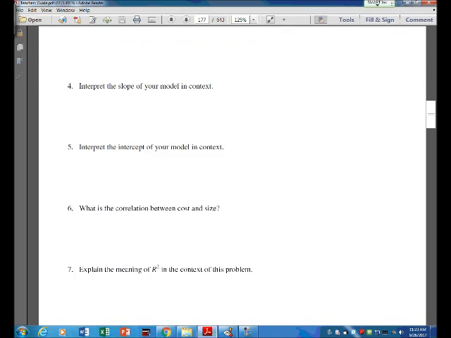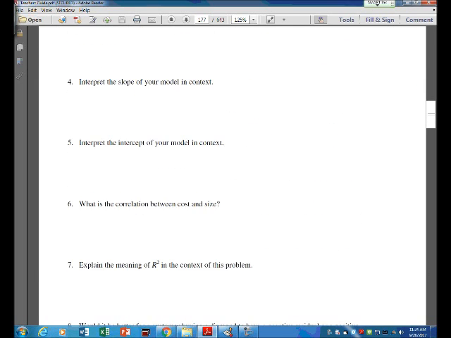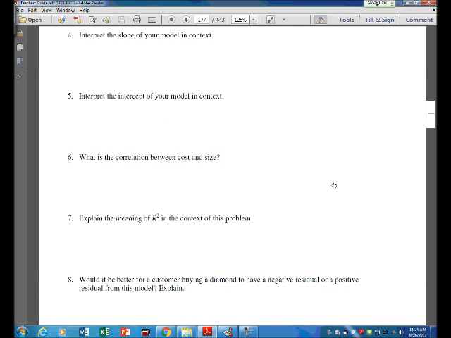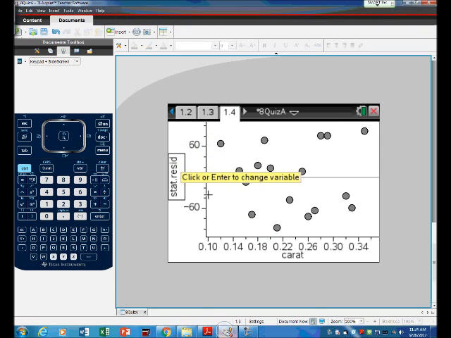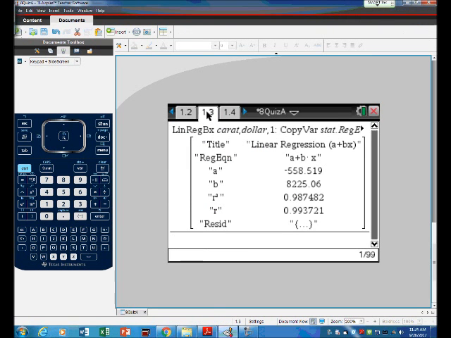So here we go. Interpret the slope. Well, the slope was 8225.06. So that means for every increase of 1 carat in the size of my diamond, I can expect the price to go up by $8,225.06.